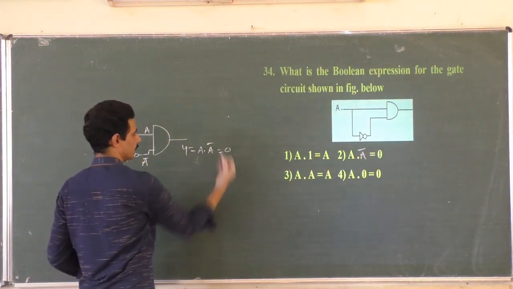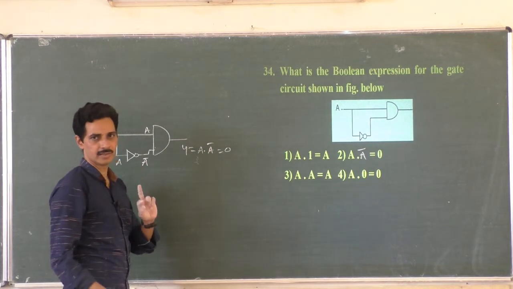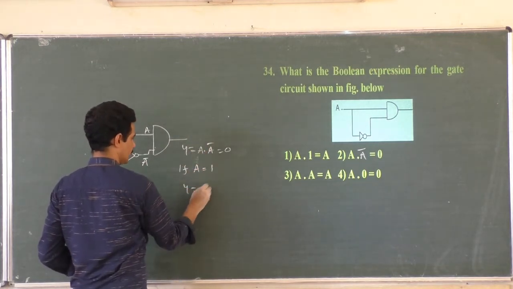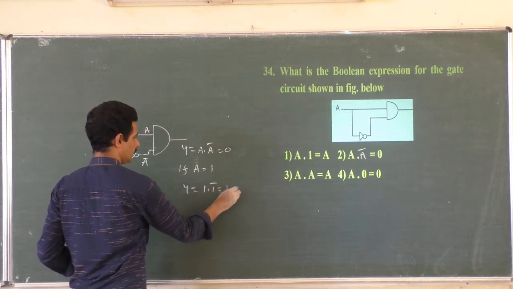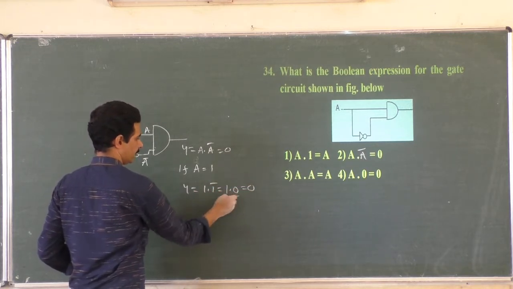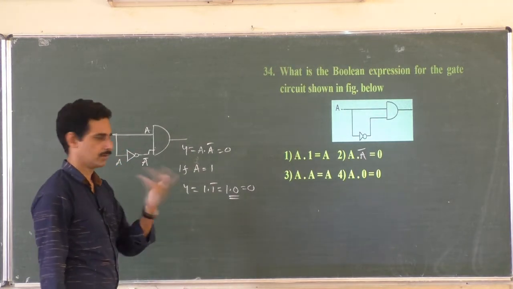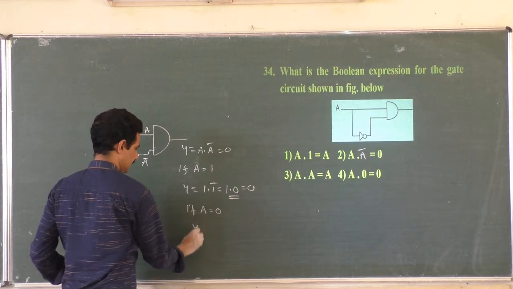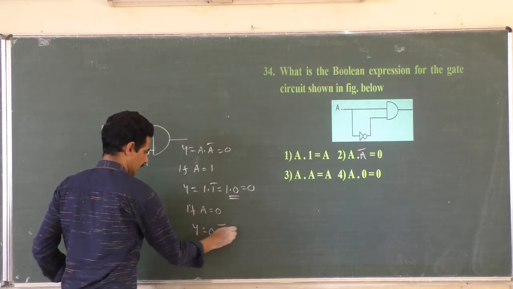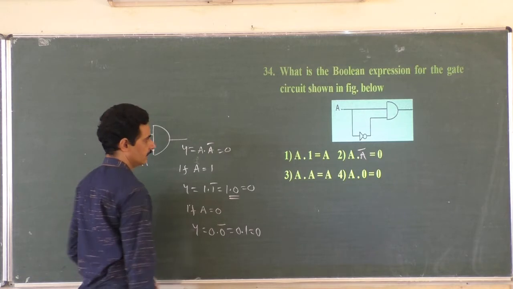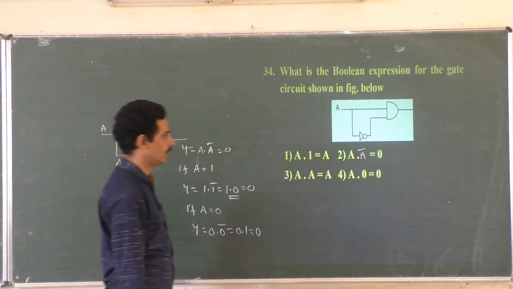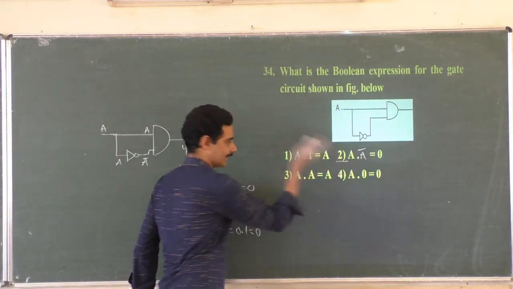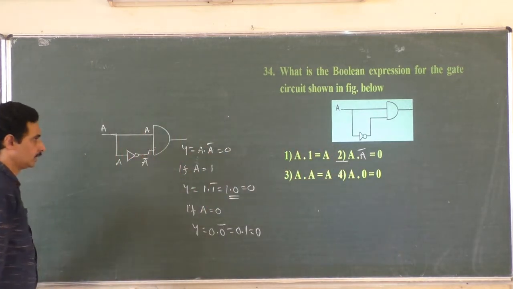And this is always equal to 0, because whether you give 1 or 0 to A: if A is equal to 1, what will be the answer? Y is equal to 1 dot 1 bar. 1 dot 1 bar is 1 dot 0, which is 0. Remember the AND gate: when one of the inputs is 0, the output is 0. Then if A is equal to 0, Y is equal to 0 dot 0 bar, 0 dot 1, that is also 0. So A dot A bar is equal to 0. Option 2, and it is correct in the question paper.